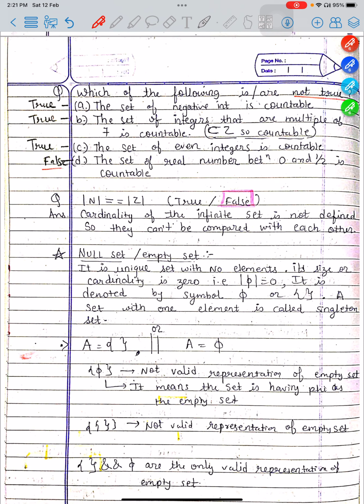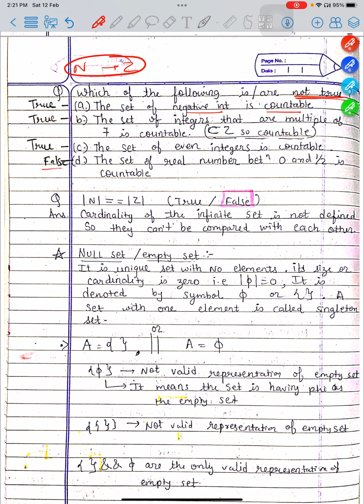Which of the following are not true? There are a couple of statements and we are asked to find the not true statement. The set of negative integers is countable. Yes, because negative integers can be mapped by natural numbers.